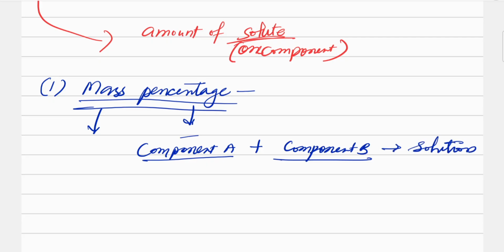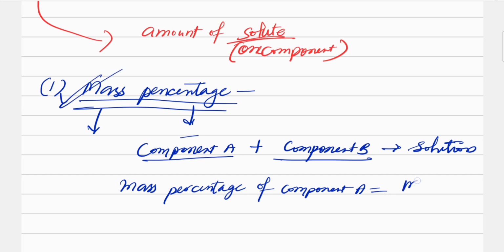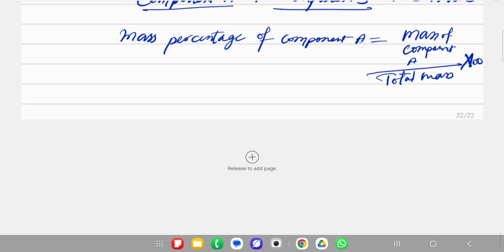Okay, suppose you have been asked what is the mass percentage of component A, then what are you going to do? You are going to take the mass of component A divided by the total mass of both the components multiplied by 100. So this is how the mass percentage is calculated.